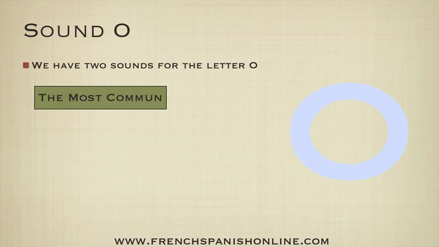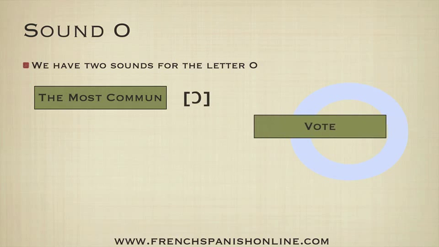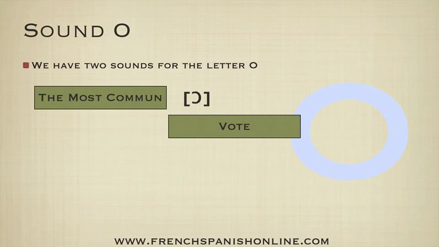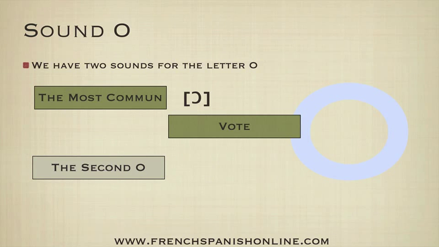The most common is written this way in phonetics, and we have an example here, vote. So the sound here is A, vote, A. The second O is written this way in phonetics, and we have an example with the word mot. Here we have the sound O. Let's hear the difference again. A, vote, O, mot.